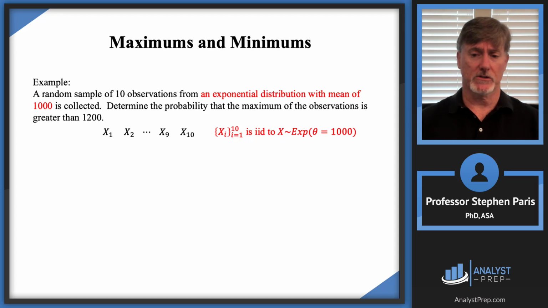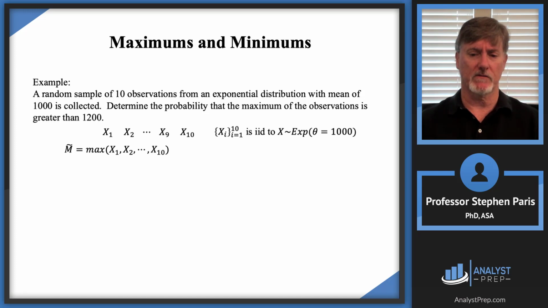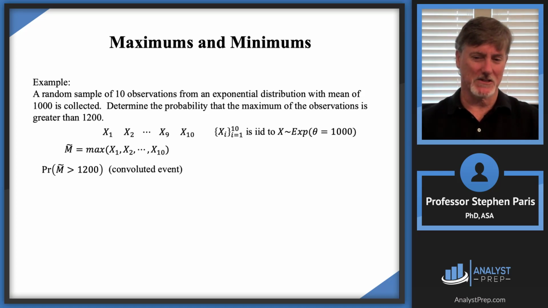And now let's use our notation. Cap M tilde is the random variable representing the maximum of those 10 variables. And the problem here is asking me to calculate the probability that this maximum is greater than 1,200. Almost all the problems that you're going to see in this context, the probabilities they're going to ask you to calculate are the probabilities of the convoluted event. And so this is the convoluted event.